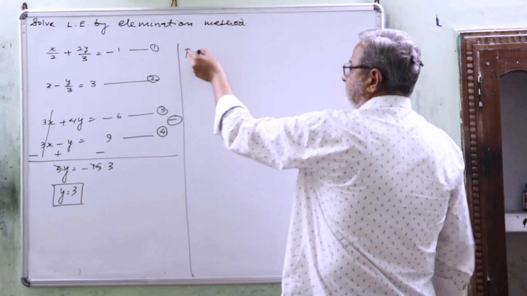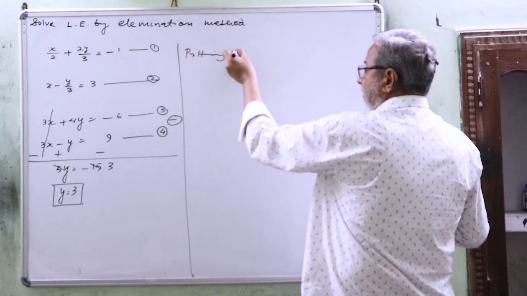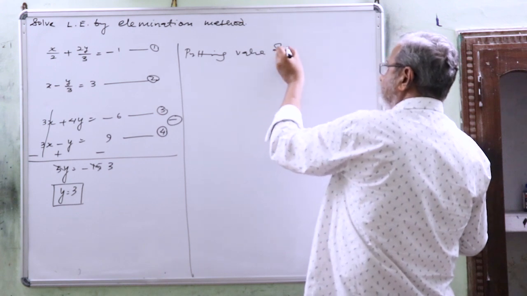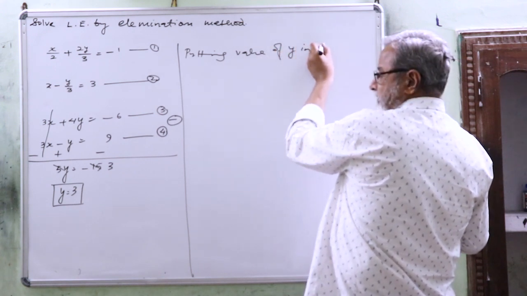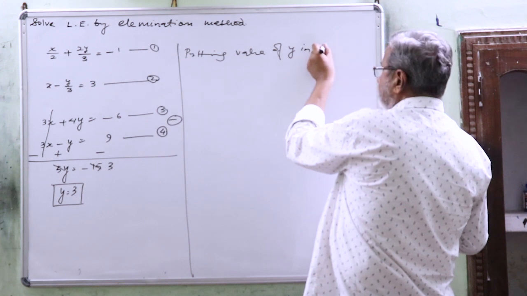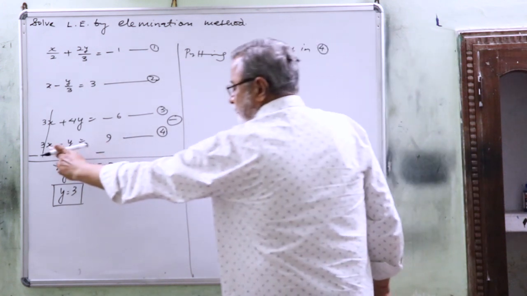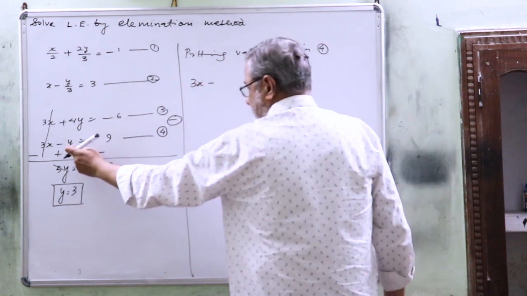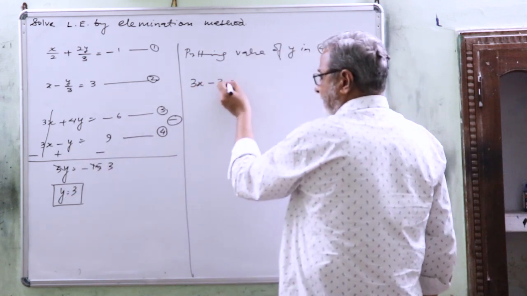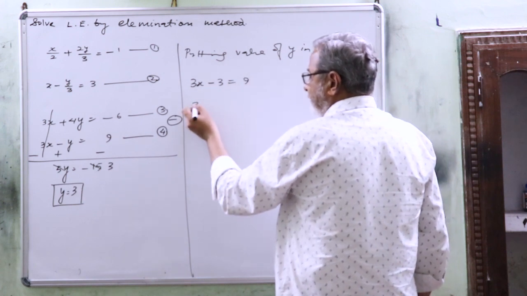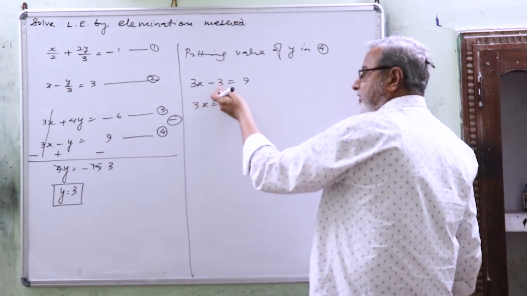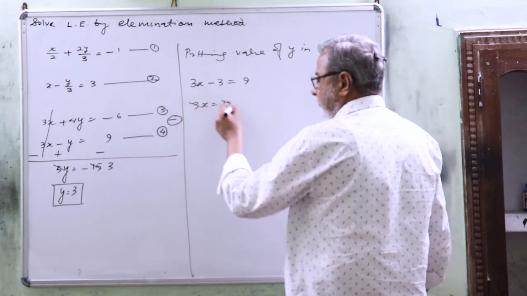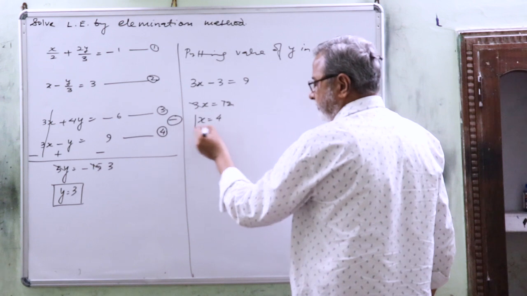Putting the value of y in equation 4. So 3x minus 3 equals 9, and 3x is equal to 12. The 3 will be shifted here, so we will add it. And x is equal to 4.